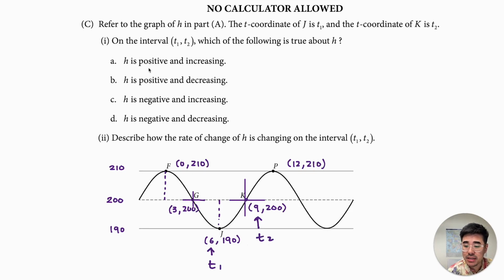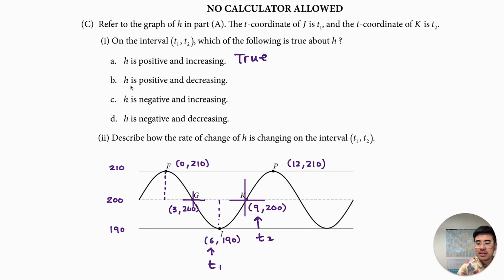H is positive and increasing. That's true, right? Positive means above the x-axis, and it is increasing. True. Positive and decreasing. Well, okay. So where's it positive and decreasing? It'd be here, right? And then negative increasing. Well, negative would mean all these values here would have to be negative.